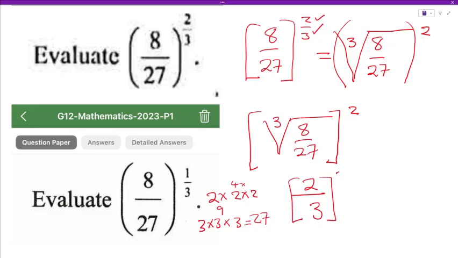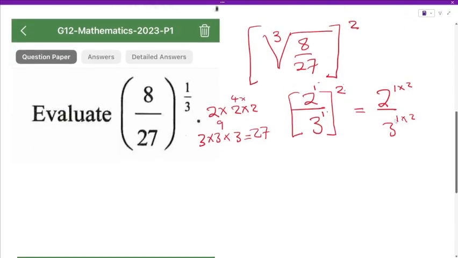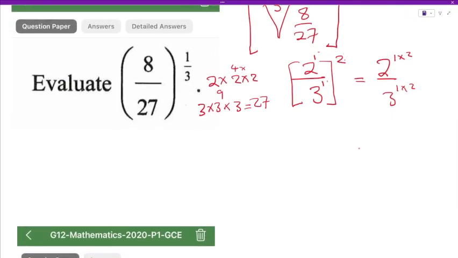You also open this side, and then that 2 drops down to those numbers. And then you apply the law of double indices. That simply means it's going to be 2 to the power 1 times 2 outside there, over 3 to the power 1 times 2. There's a 1 here, remember, there's also a 1 there. So 1 times 2, 1 times 2. Once you do that, you can finalize by saying 2 squared over 3 squared, giving you 4 over 9. 2 squared is 4, 3 squared is 9. And you are done. As simple as that.